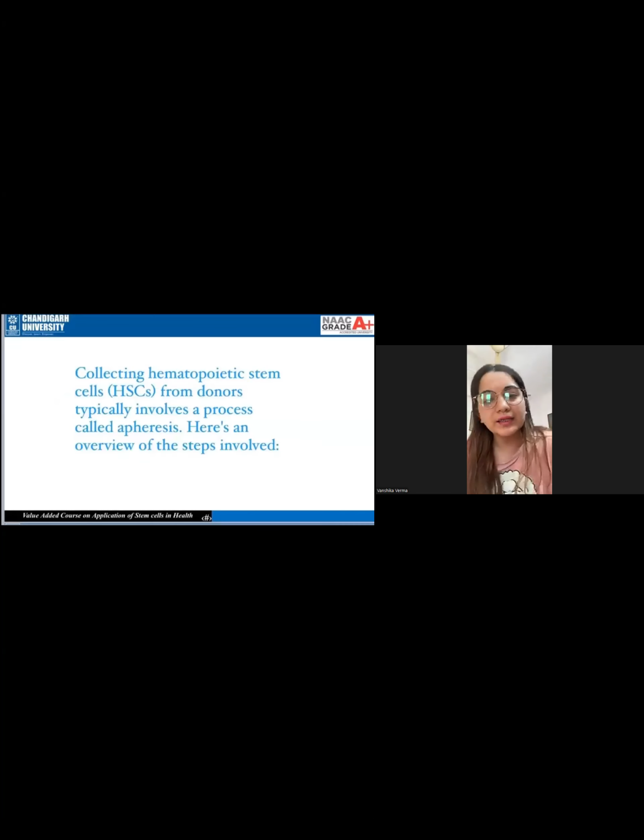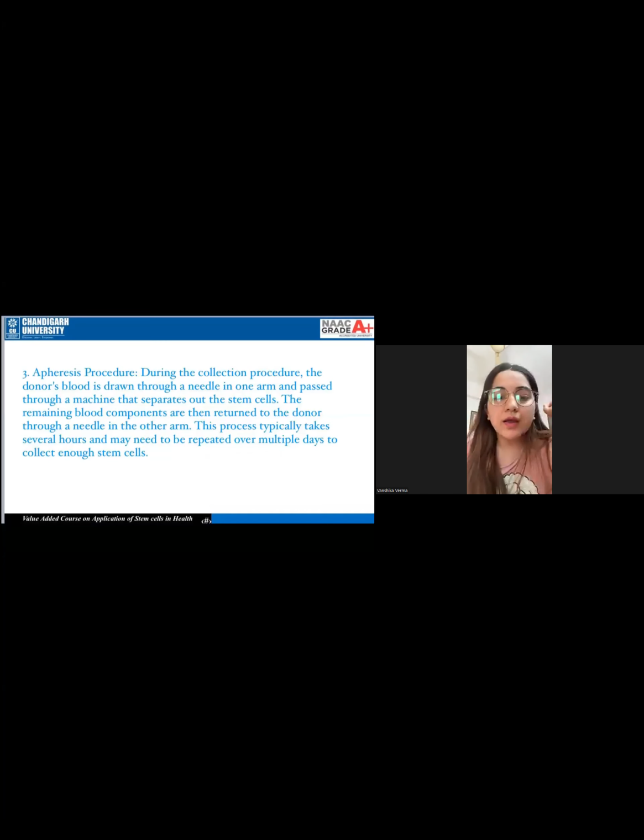So collecting the hematopoietic stem cells, which we call HSC, from the donor typically involves a process called apheresis, and here we will be talking about the procedure. How do we collect it? What will be the criteria? What would be the rejection criteria from donor to the recipient, and whether he is able to donate or not. Okay, same as in the blood bank we take the proper ABO grouping, same we'll be doing in this procedure also. So let me talk about the procedure first.